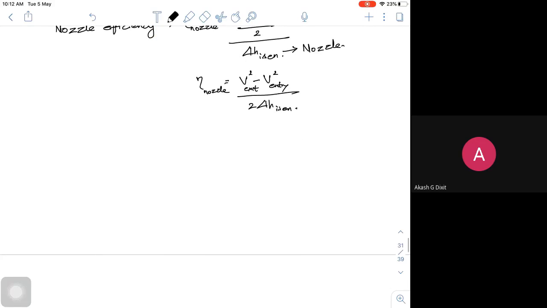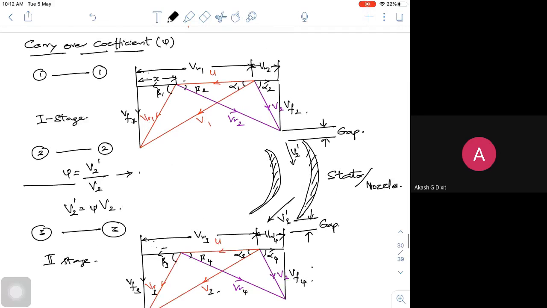Okay, let's use the cosine rule. Now, let's look at this first stage itself. If I look at the triangle, what is the cosine rule? The cosine rule tells that if I have three sides of a triangle, and I want to find one of the angles, I have the formula. So here, if I consider the velocity triangle, the outlet velocity triangle, that is your VR2, phi, and your U and your V2.